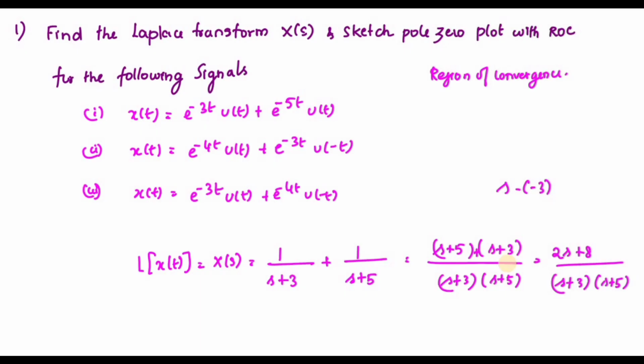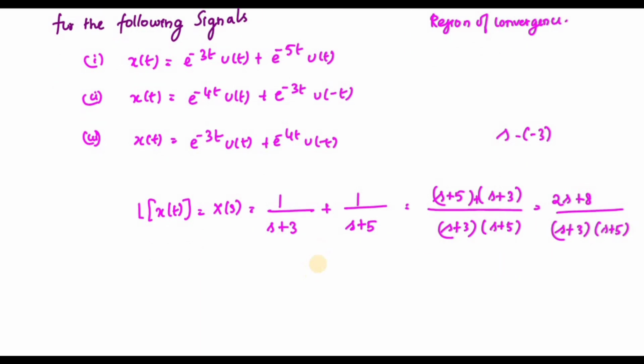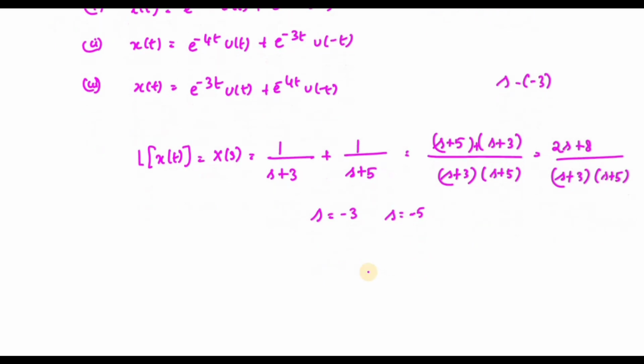And they are asked to sketch the pole-zero plot, right? So here if I equate the denominator to 0, I will get s is equal to minus 3, and s is equal to minus 5. So in the plot you can see, this is minus 5 and this is minus 3 in the s plane, right?